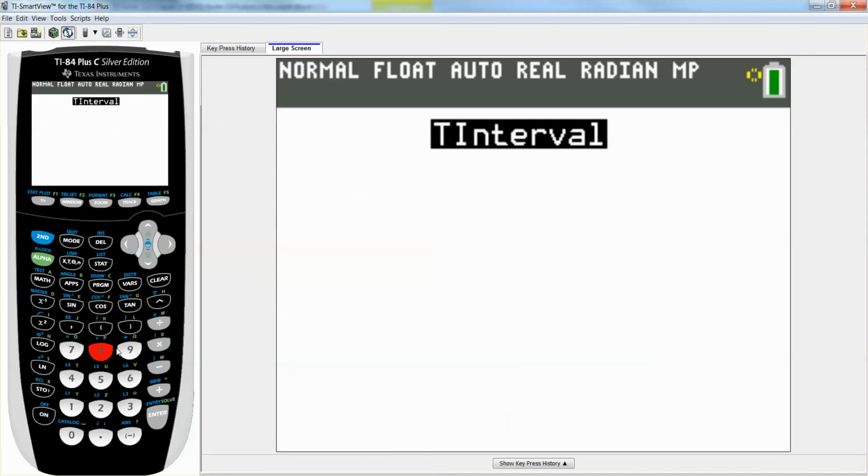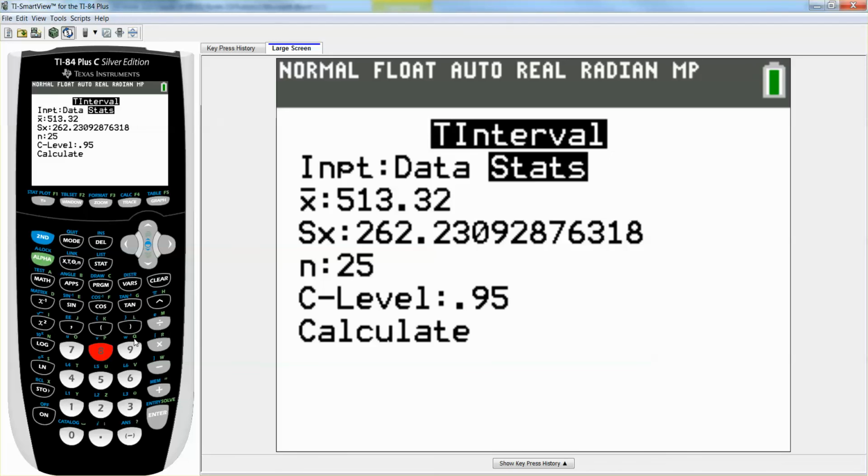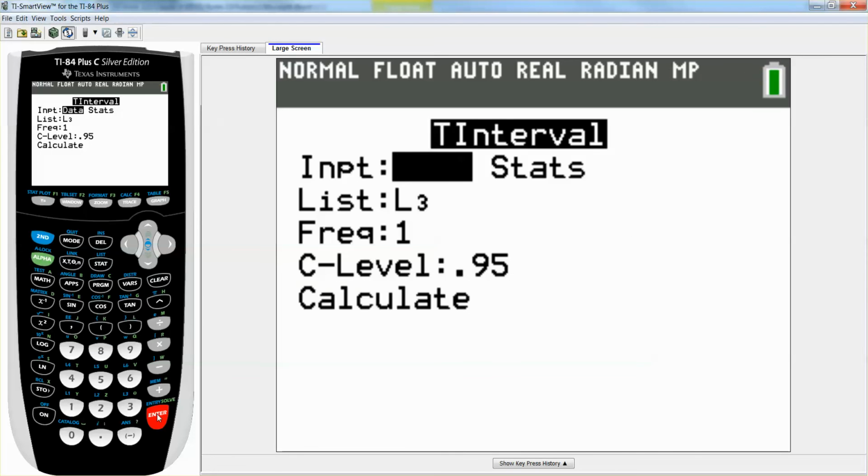So I grab number 8. And now we have a choice to make. You could use data or you could use stats. I actually have the data typed into a list in my calculator, so I'm going to pick data. I moved the cursor to data and pressed enter.